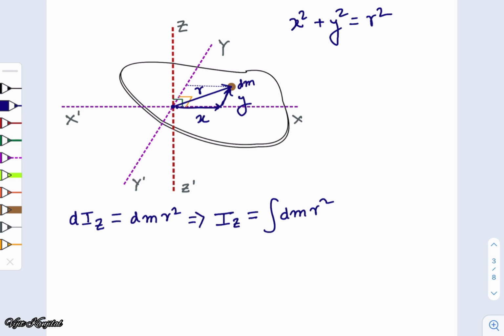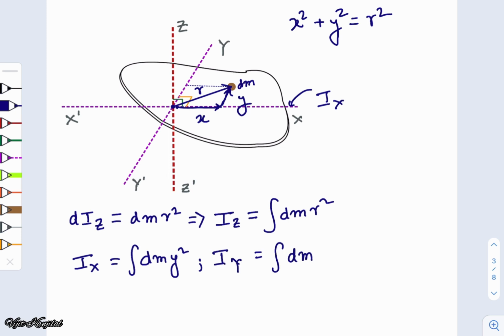Similarly, what would be the moment of inertia of this laminar body with respect to the xx dash axis? Let's call this Ix. Ix would be simply the integral of dm y square, as this elemental point mass is located at a distance of y from the xx dash axis. And similarly, Iy would be the integral of dm x square.